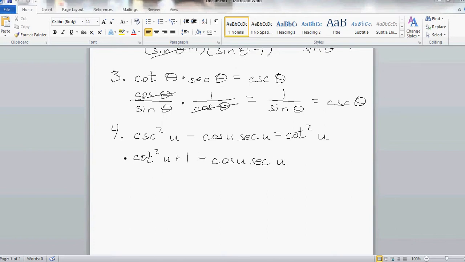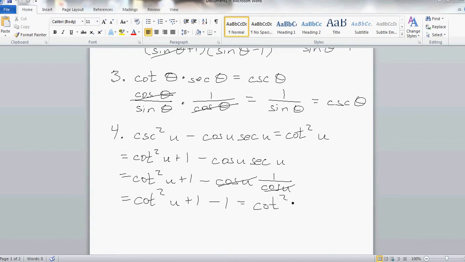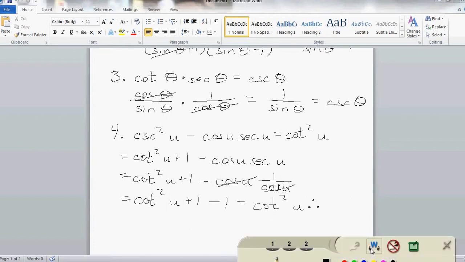Then the next step that I'm going to do, I'm going to realize, okay, secant of u is equal to 1 over cosine u, and look what happens there. So we get cotangent squared of u plus 1 minus the cosine of u, and secant is 1 over cosine of u, and look what happens there. So we get cotangent squared of u plus 1 minus 1 equals cotangent squared of u, and we are finally to where we need to be, and so I put the 3 points there, which simply means I've proven what I needed to prove.